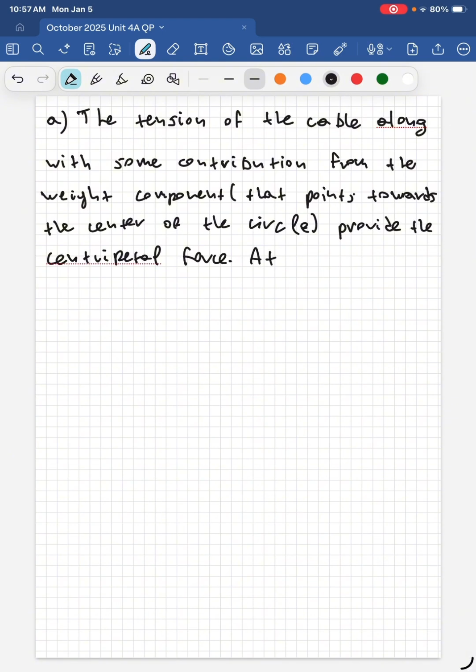At the moment of release, the tension becomes 0.